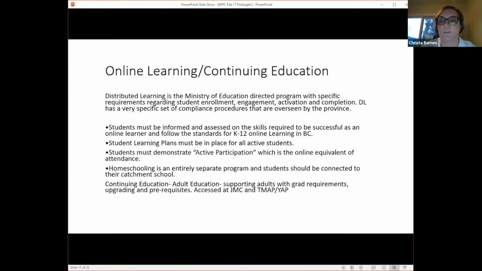Next slide. In terms of online learning and continuing ed, there are lots of different acronyms for this one. This is our SIDES, this is DL, our distributed learning or distance learning, and continuing ed is also considered adult ed sometimes. So very similar in the sense that they also are required to have a student learning plan and have a different level of attendance, or a different way to ensure that there's some active participation with their students, and that the student is a good fit for online learning. So needing to make sure that we're meeting those requirements at the ministry level.